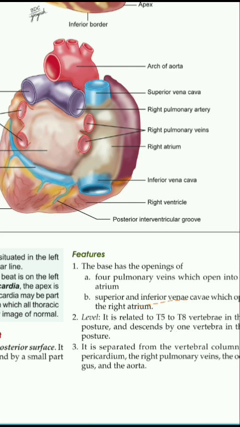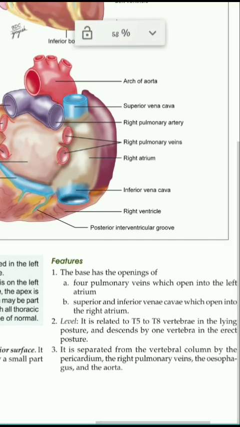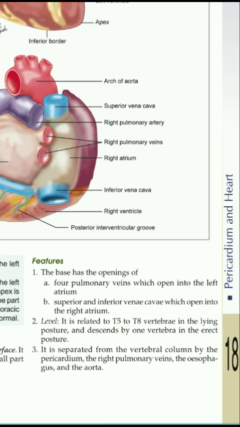Superior and inferior vena cava open into the right atrium. Okay, that is our superior and that is our inferior vena cava. The level of the base is related to the T5 to T8 vertebra in the lying posture, and it descends by 1 vertebra in erect posture. So in erect posture, we get T6 to T9 vertebra.